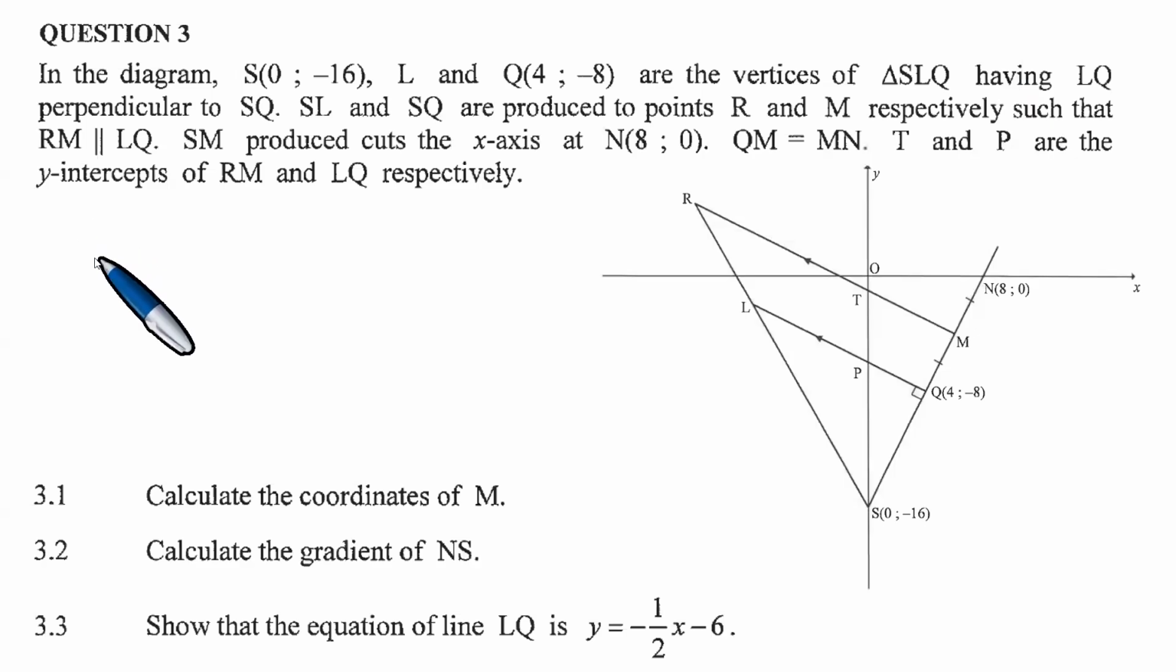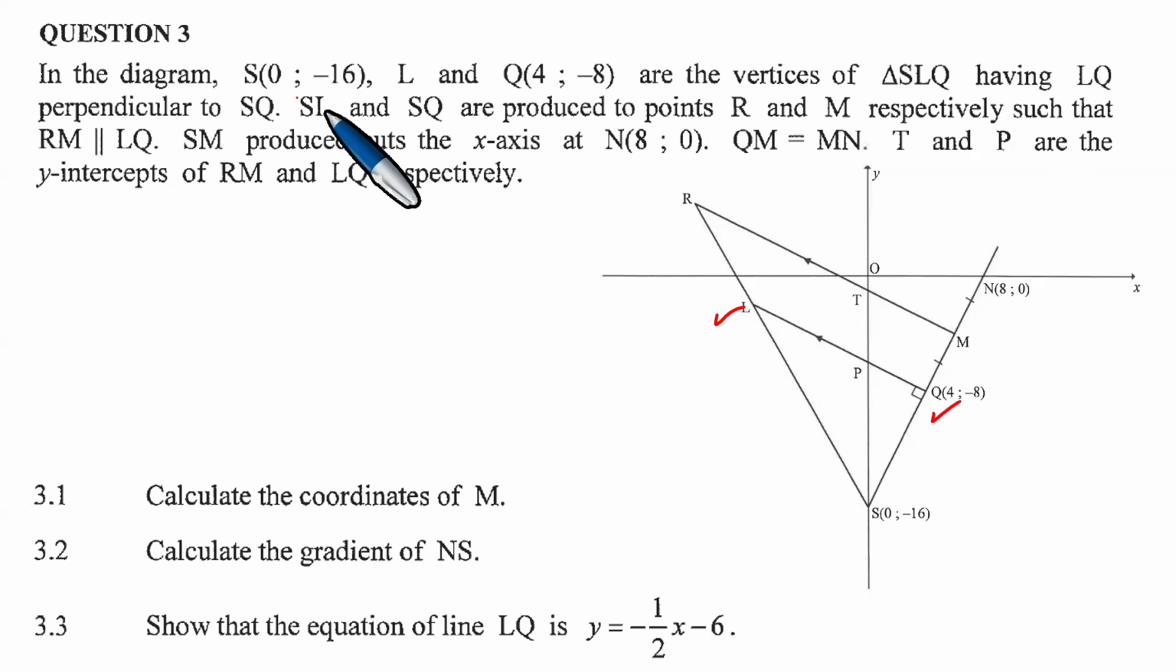In this lesson, we shall solve questions on analytical geometry, also called coordinate geometry, and we shall continue to look at other forms of geometry like Euclidean geometry. In the diagram, S with coordinates (0, -16), L and Q with coordinates (4, -8) are the vertices of triangle SLQ, having LQ perpendicular to SQ.